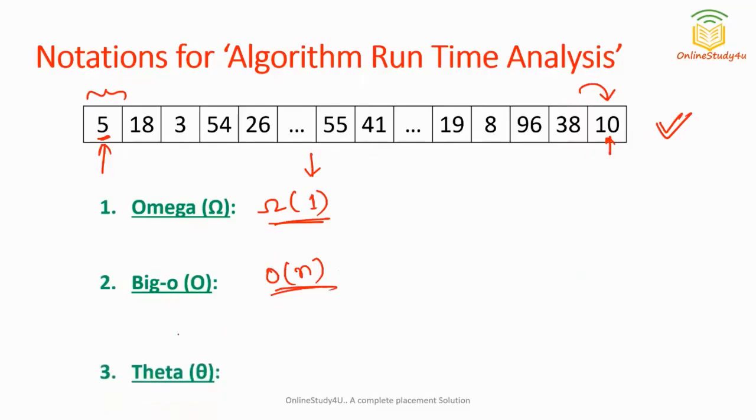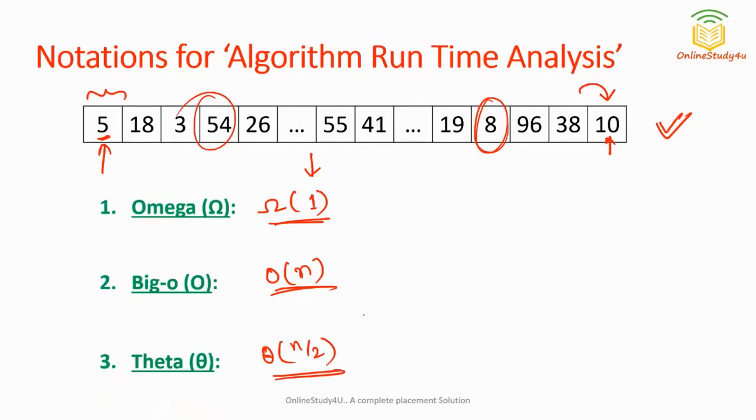Now lastly, tell me the theta notation. It is very easy to imagine. Great, you are all correct, guys. It will be theta of n by 2. This is the notation in terms of theta, which is the average time. Suppose we are taking 8, or we are taking 54, they must be around the value of the theta notation. So this is the average of all the possibilities. Shall we move further?